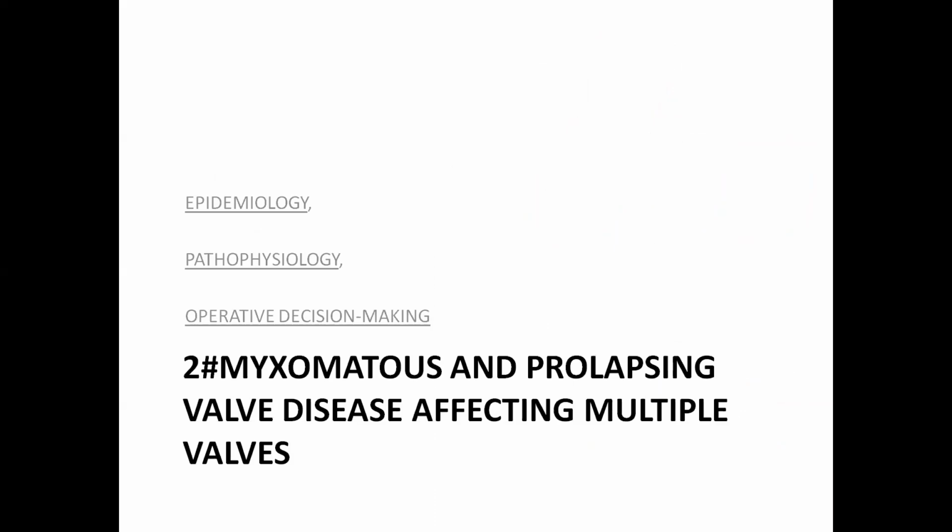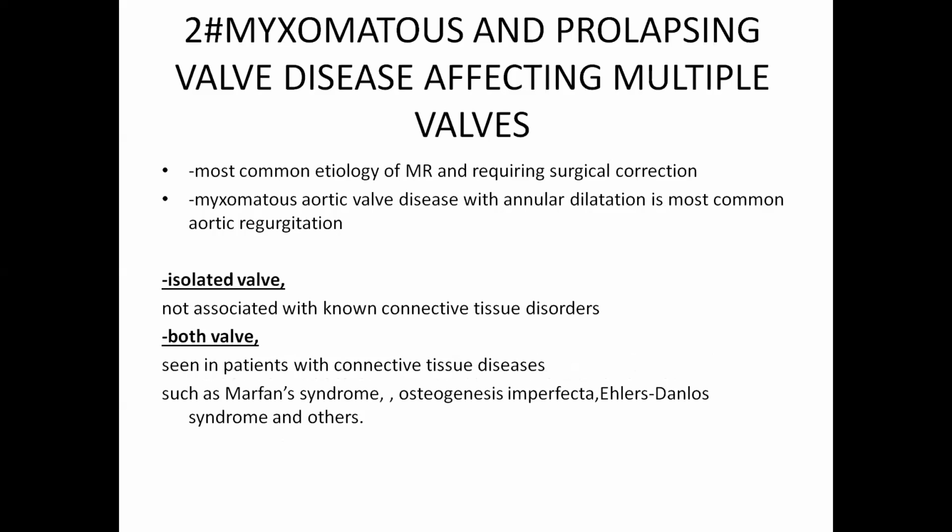For myxomatous and prolapsing valves, we are like this. We are finishing the rheumatic. I will proceed with myxomatous and prolapsing valve disease affecting multiple valves. The epidemiology: it is the most common etiology of MR requiring surgical correction. And myxomatous aortic valve with annular dilatation is the most common cause of aortic regurg.